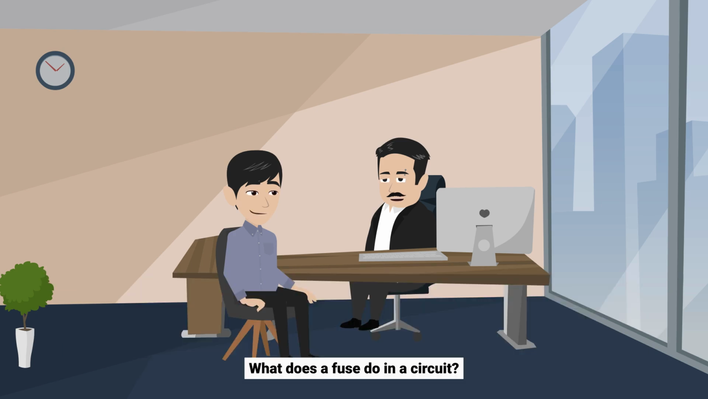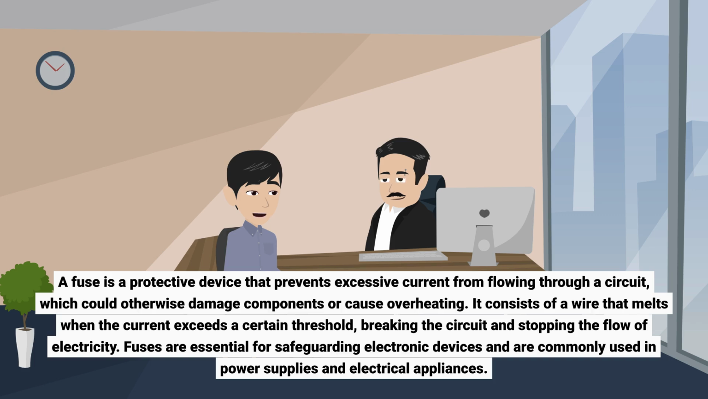What does a fuse do in a circuit? A fuse is a protective device that prevents excessive current from flowing through a circuit, which could otherwise damage components or cause overheating. It consists of a wire that melts when the current exceeds a certain threshold, breaking the circuit and stopping the flow of electricity. Fuses are essential for safeguarding electronic devices and are commonly used in power supplies and electrical appliances.